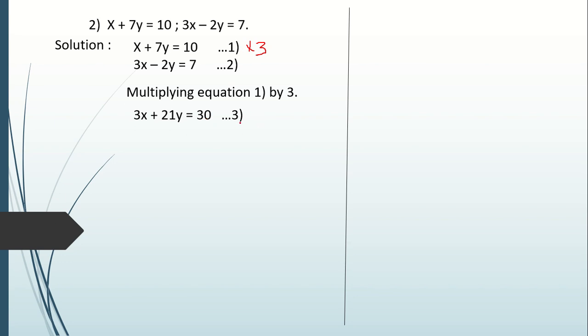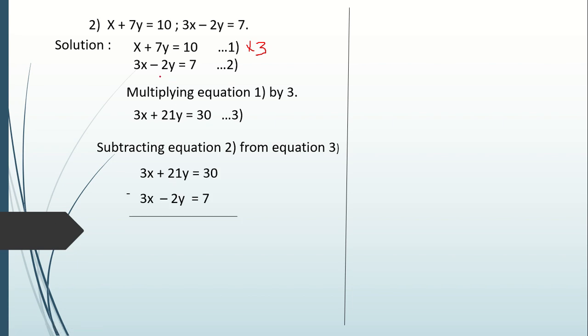Now equation number 3 and 1 is actually the same equation, only the thing is I have multiplied it by 3. Now look at 2 and 3. We will subtract equation number 2 from 3. Let's see what we get. Subtracting equation number 2 from 3: 3x plus 21y is equal to 30 minus this equation number 2. When you subtract, the signs will change. This was plus, this will become minus, minus will become plus, plus will become minus.